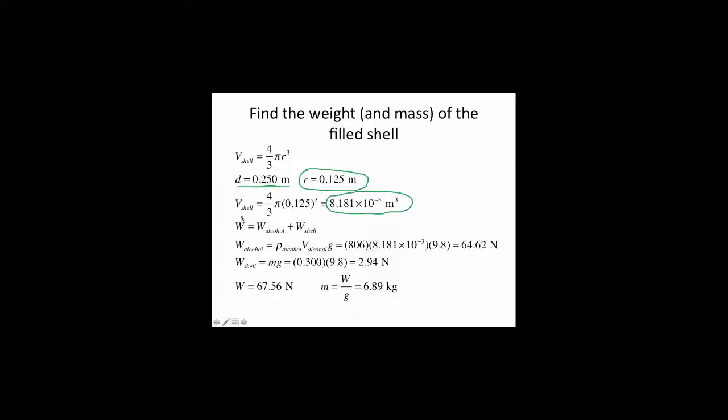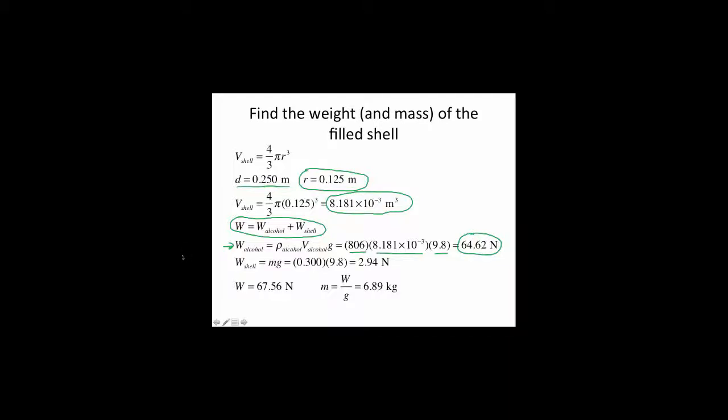Now, the total weight will equal the weight of the alcohol plus the weight of the shell. Now, you're given the density of the alcohol in the problem. The density of alcohol is given as 806. We just found the volume, and then we have to multiply by the acceleration due to gravity. So we get a weight for the alcohol of 64.62 newtons.